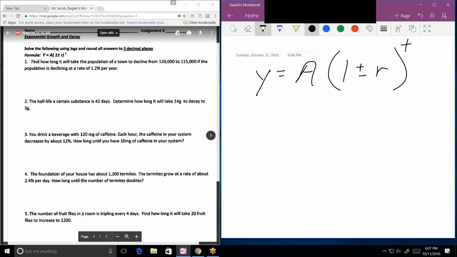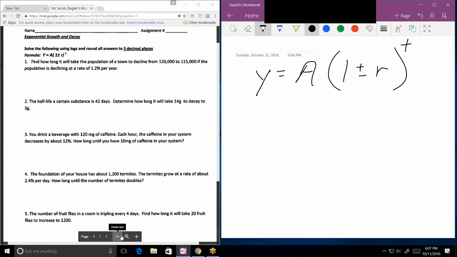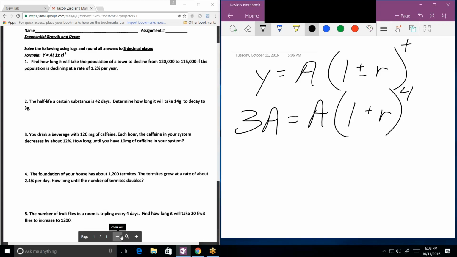So let's take their first sentence. How can I write that? The number of fruit flies is tripling every 4 days. What happens to A? What does Y become if it's tripling? It becomes 3A, right? Whatever A is, it triples. It's growth. We don't know what R is, but we know that it triples in 4 days. So we know T is 4.